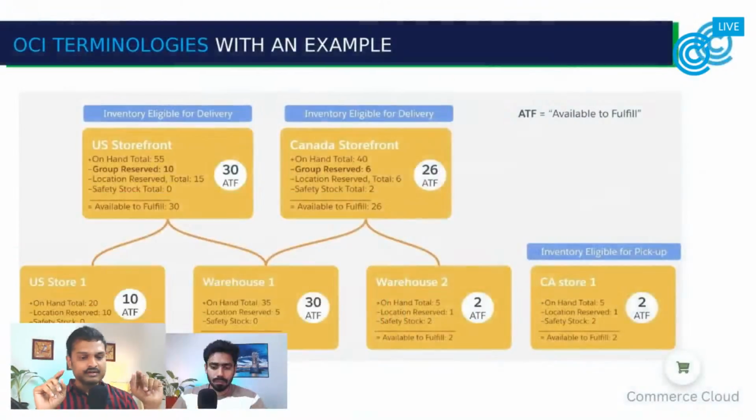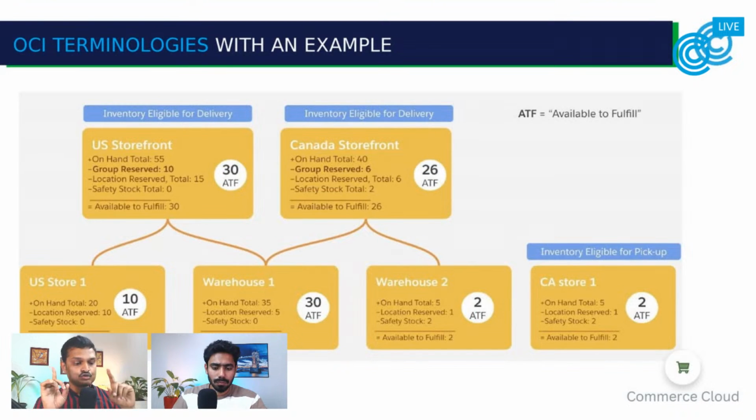So this is where the location group will come into the picture. The location group will group US Store 1 and Warehouse 1 into a single group, and that group will be assigned to the site. So now that location group will have the inventory of both US Store 1 and Warehouse 1. The same thing with the Canada Storefront, which points to both Warehouse 1 and Warehouse 2.